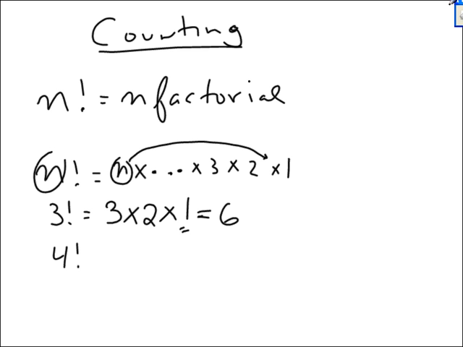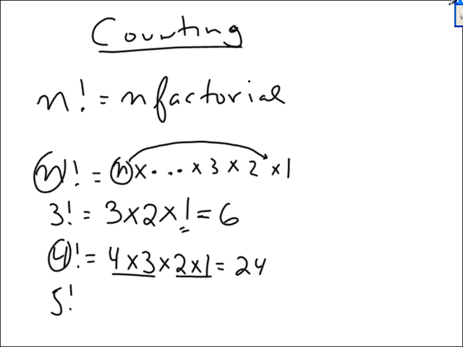4 factorial. You start at this number and you go down to 1. And you keep going down by 1. 4 minus 1 is 3. 3 minus 1 is 2. 1 less than 2 is 1. 12 times 2, 24. 5 factorial is 5 times 4 times 3 times 2 times 1.